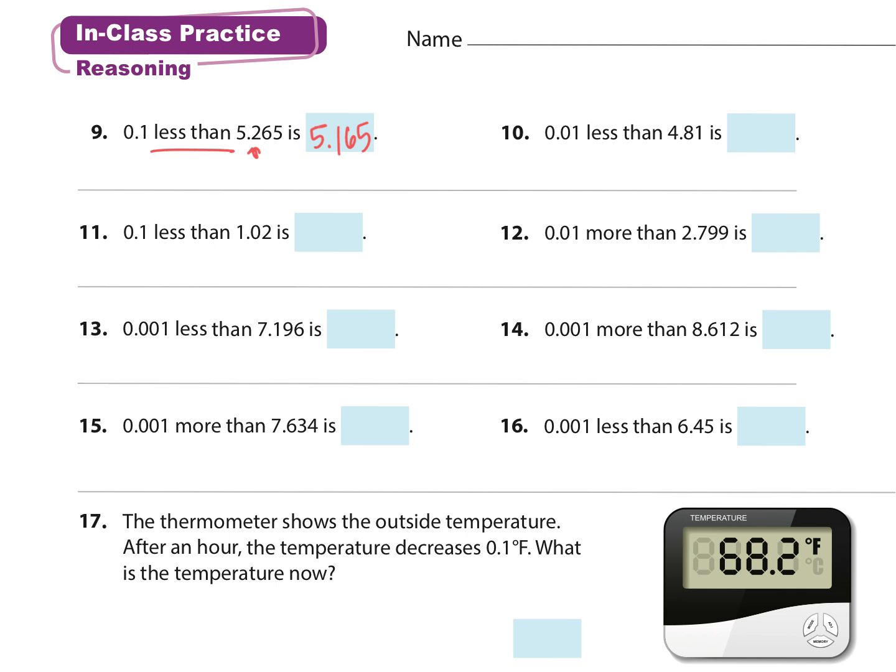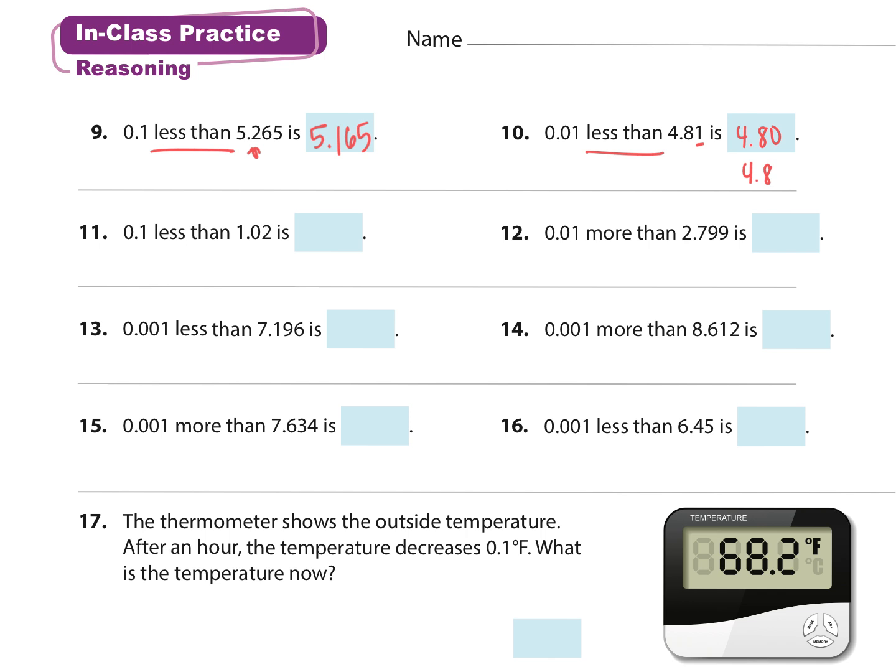Okay, number 10, 100th less than 4 and 81 hundredths. Okay, I'm taking away a hundredth from how many hundredths did I have? 1. So if I take away a hundredth, what do I now have? 4 and 80 hundredths, or 4 and 8 tenths is also okay. You could write this too. Either one of those is fine.